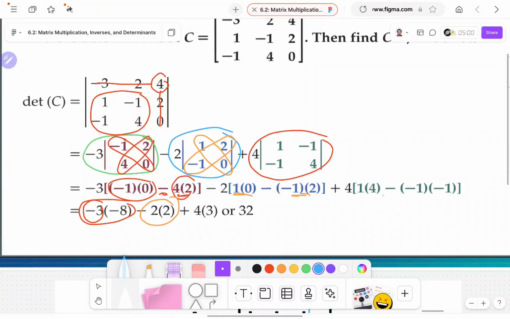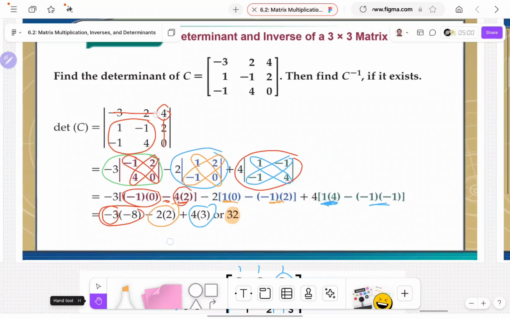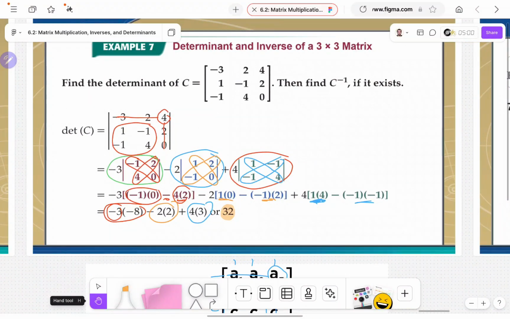Then the last one is for the blue, which is 1 times 4 and -1 here. After that we multiply the answer by 4, then we get this. So the final answer will be 32. So the determinant of C is equal to 32.